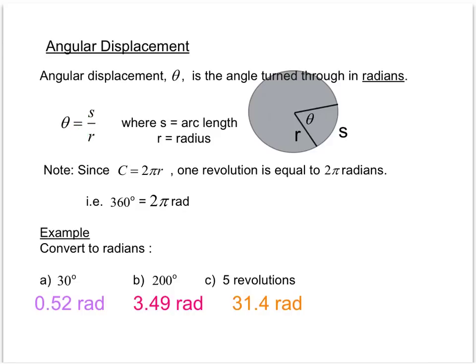Now, 1 radian is defined as the angle swept through by an arc length S, which is equal in magnitude to the radius R. So if S equals R, we have swept through 1 radian.